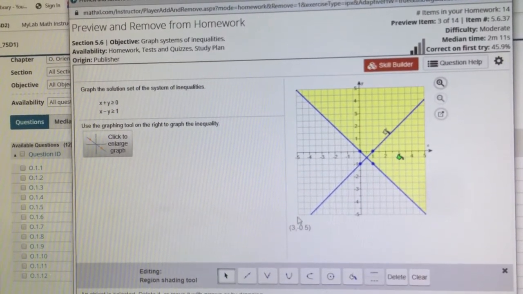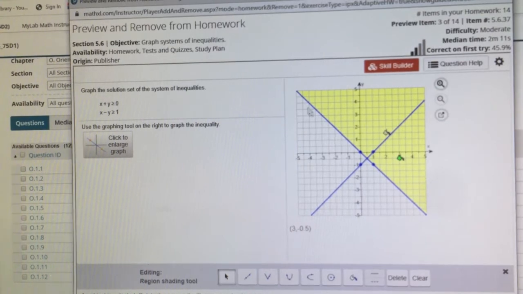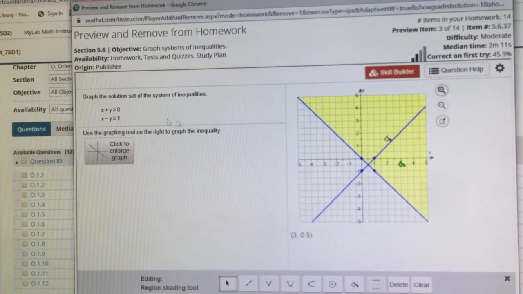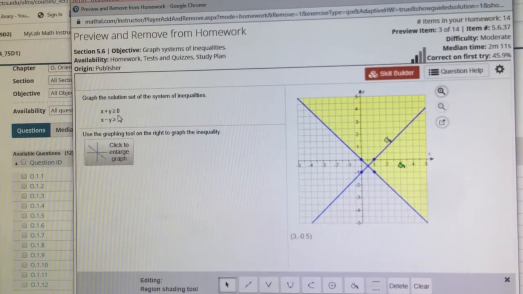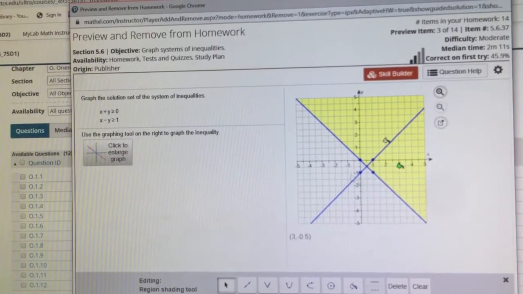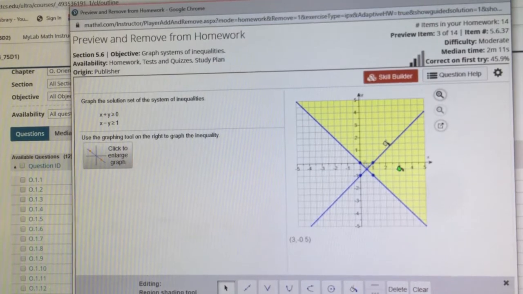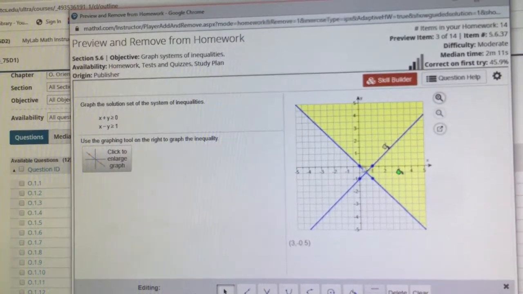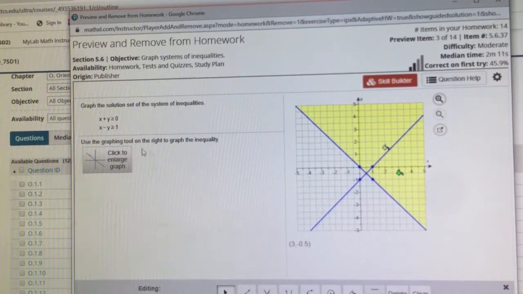That's what happens though when you graph that line. It clicks one of them off, but that time it clicked both of them off. I don't know why. Anyway, so now I got to try a test point for this one. Well, for this line I just did, I can try 0, 0 because that's not on the second line.